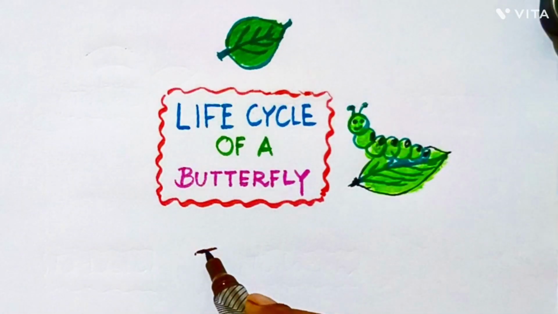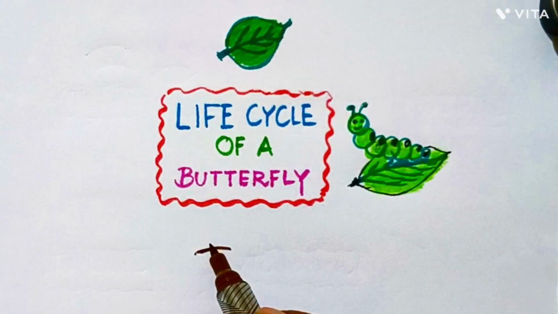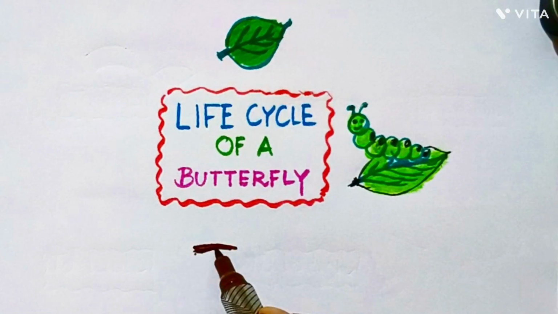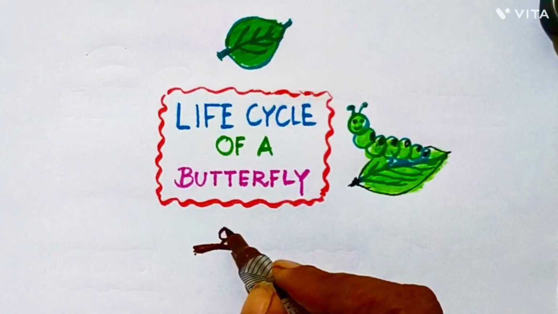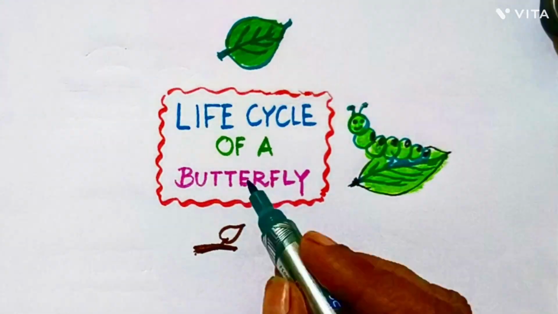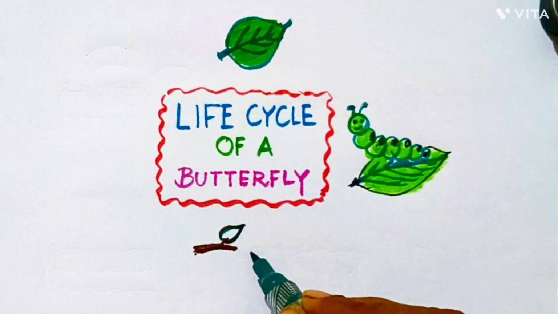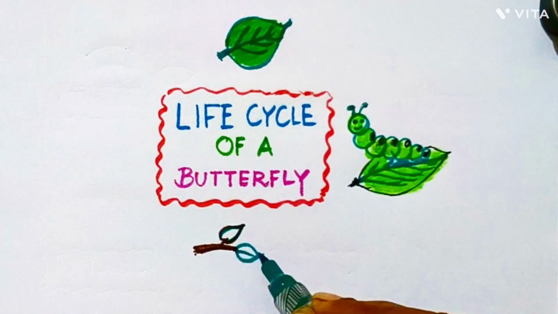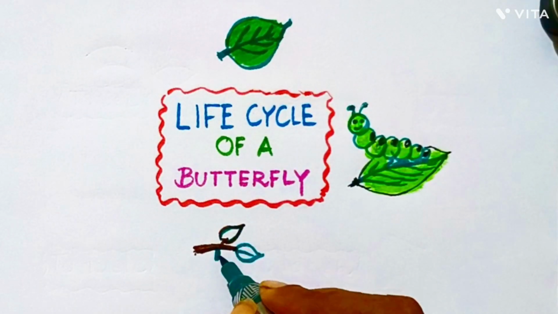Stage 3. Pupa. The caterpillar forms a hard covering called a chrysalis, a pupa. Inside it, amazing changes take place.